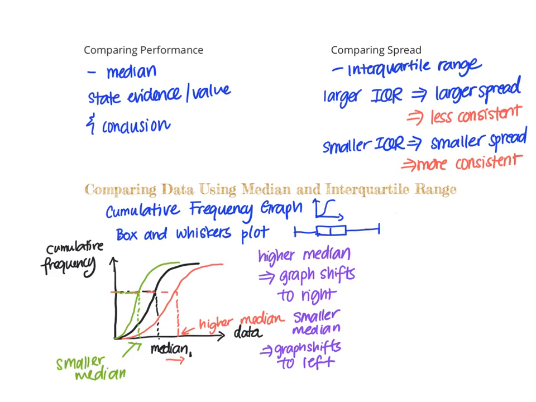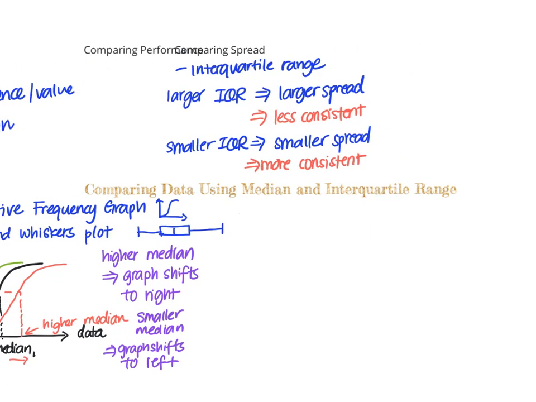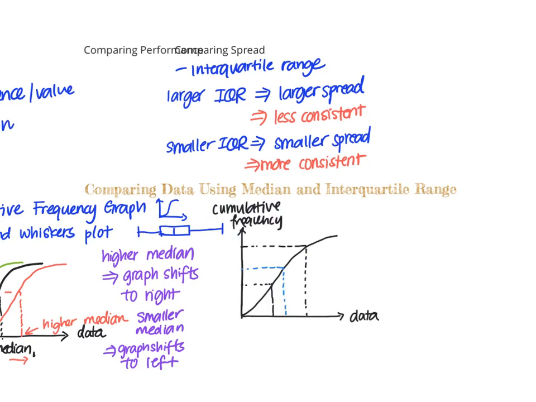Now next, let's consider the interquartile range. The effect of interquartile range on a cumulative frequency graph. Let's consider the interquartile range. How does it affect the shape of a cumulative frequency curve? We know that interquartile range is found by taking the upper quartile minus the lower quartile.